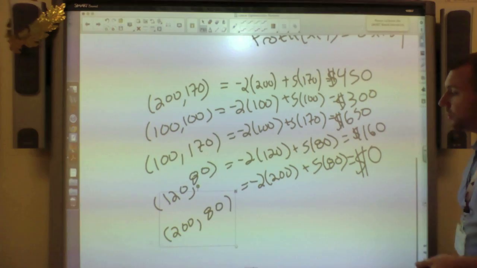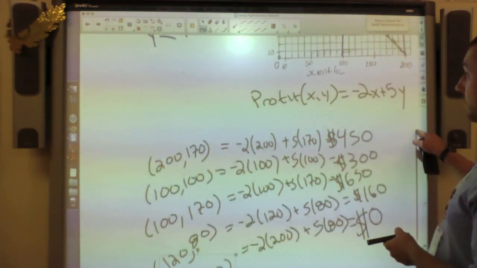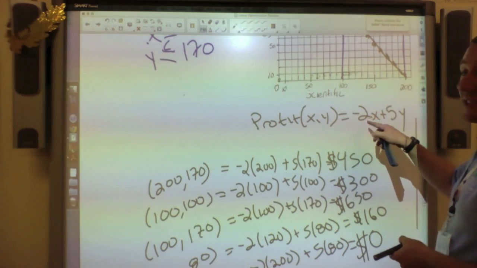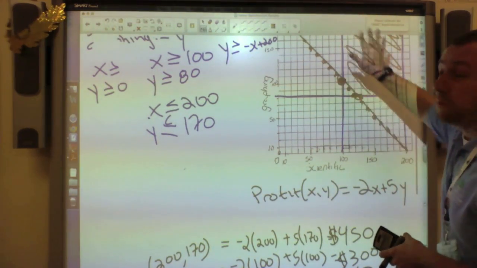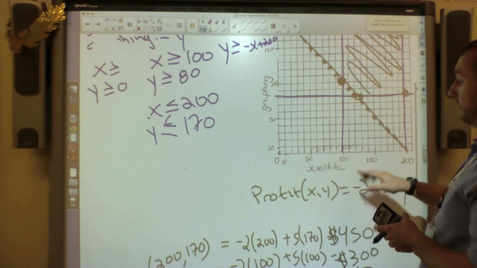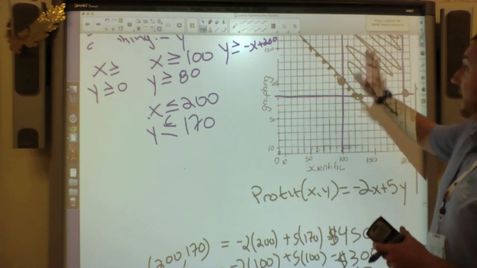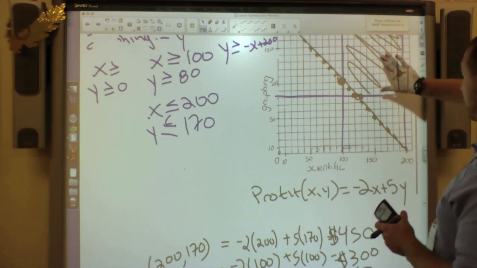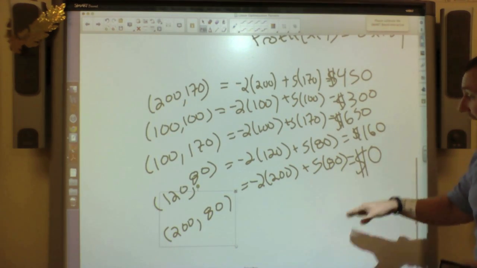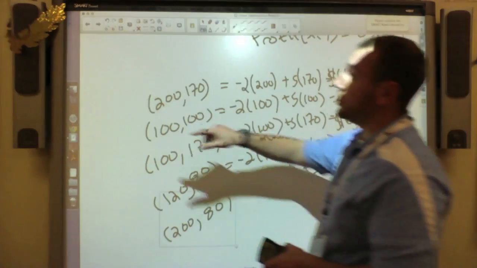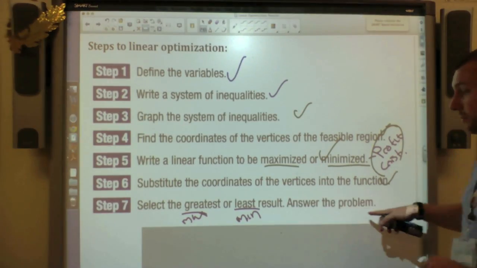All right? So does the system make sense? Well, if I'm losing something from my scientific, does it make sense to produce more of my scientific or more of my graphing calculator? Well, if I'm making money on my graphing calculators and losing money on my scientific, I want to be more over here because I don't want as many scientific. All right?